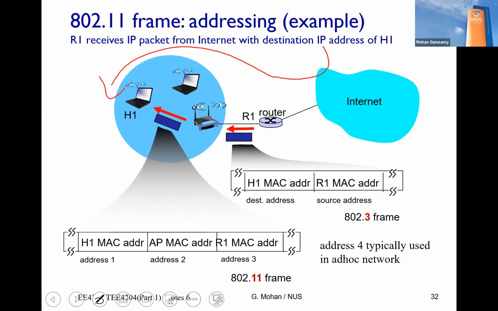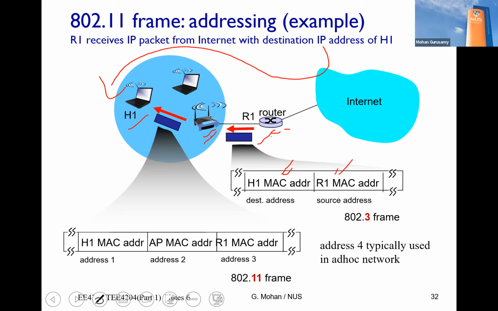In this case, when the router R1 sends a frame to the access point, it is going to be an Ethernet frame. For this Ethernet frame, there are two addresses, the destination address and the source address. Destination address would be the MAC address of host 1, which is what is available in the router ARP cache. And the source address is the R1 MAC address.